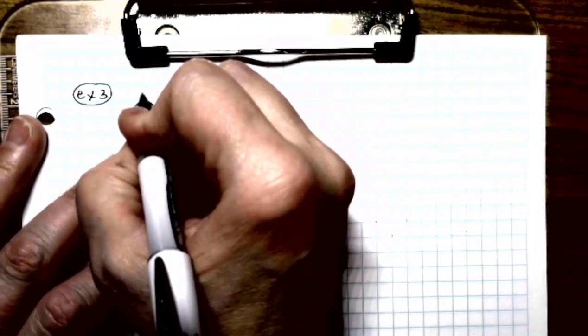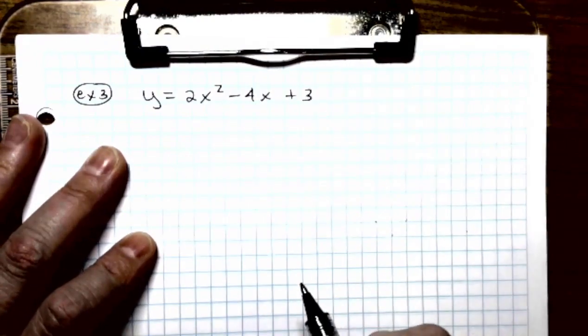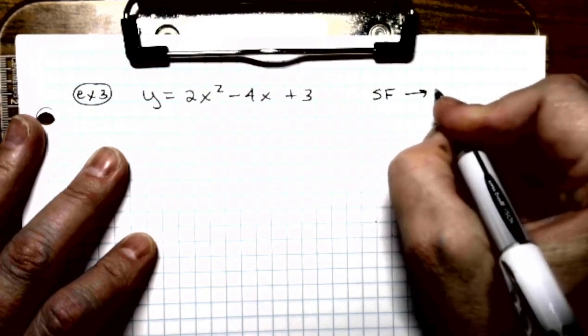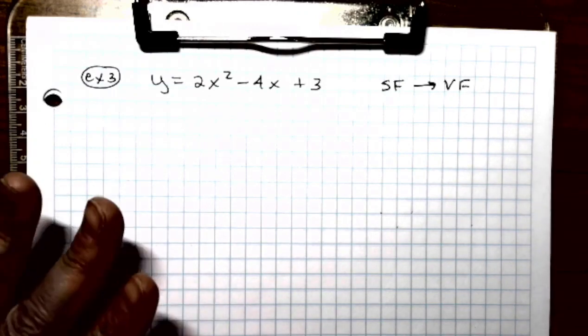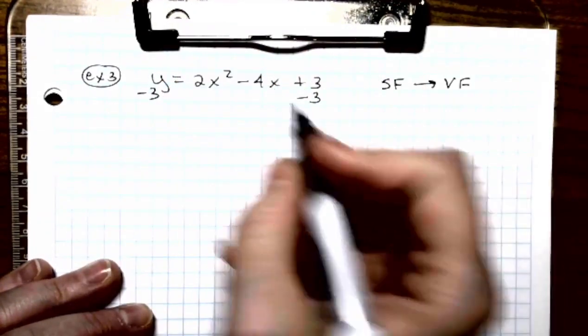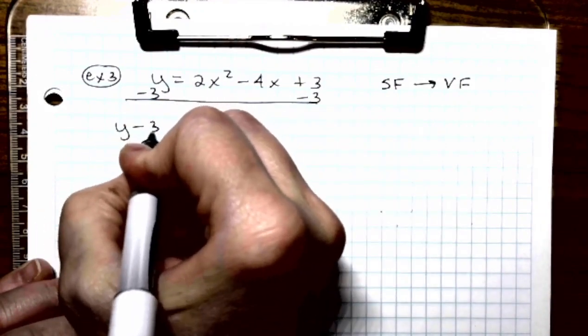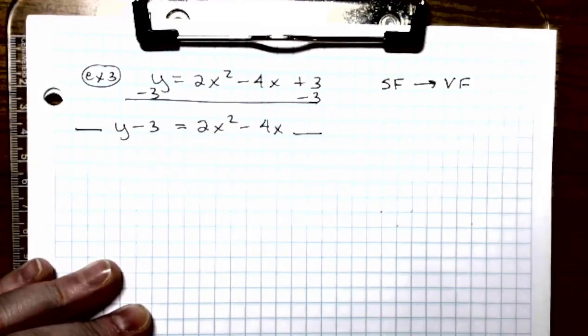Example 3. Let's say that they've given you the equation in standard form. y equals 2x squared minus 4x plus 3. And they want you to change it from standard form to vertex form. So what you're going to need to do is complete the square, so that you have your (x minus h) quantity squared. Okay, so in this case, we're going to do x's on the right. So we're going to subtract the non-x's over to the left. That gives us y minus 3 equals 2x squared minus 4x. Leave a space, leave a space.